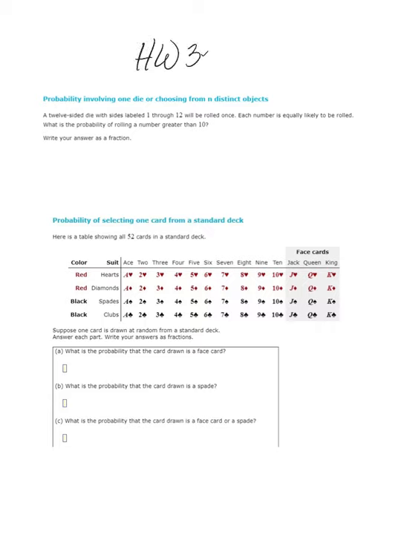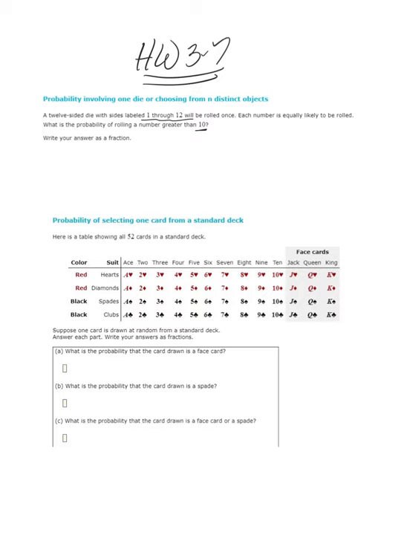Homework 3-7. We're getting close to the end of this unit. And we're still talking about probability, and will be for a while. In this problem, we have a 12-sided die labeled 1 through 12. Each number is equally likely to be rolled. What's the probability of getting a number greater than 10?